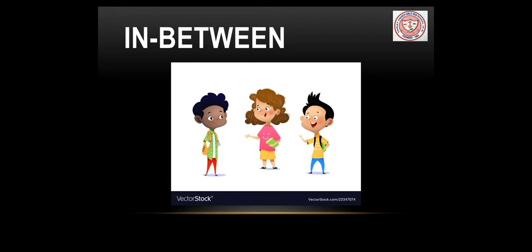Her name is Neha. The boy in the green shirt is Ramesh and the boy in the yellow shirt is Deepak. So, Neha is found after Ramesh and before Deepak. Therefore, Neha is in between Ramesh and Deepak.